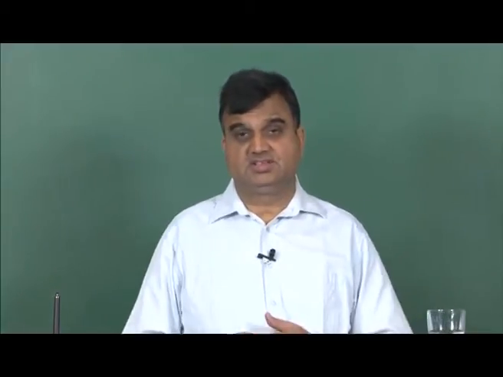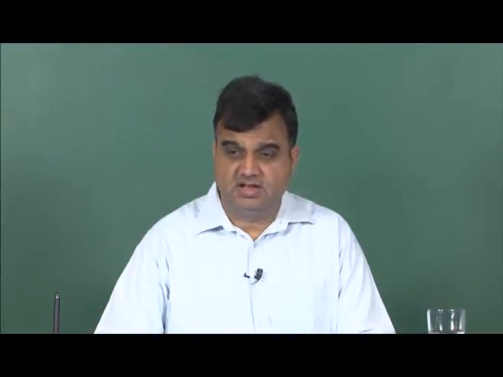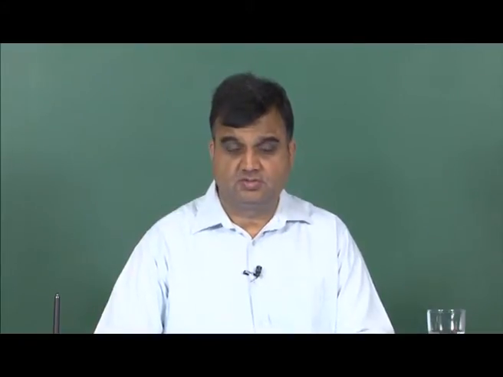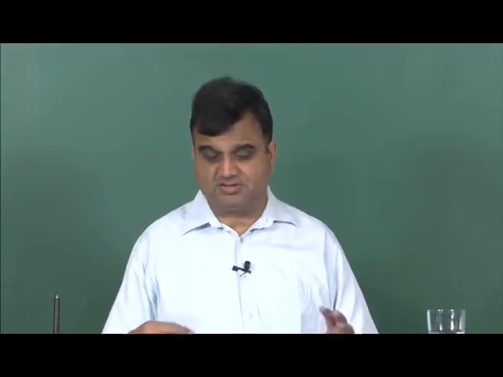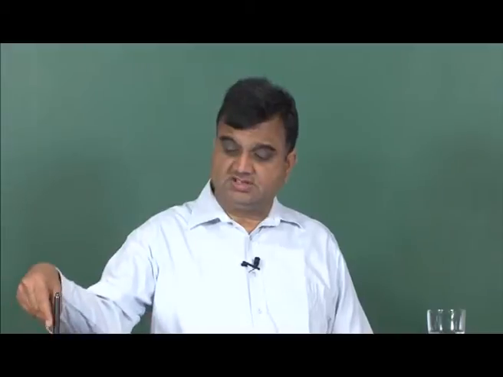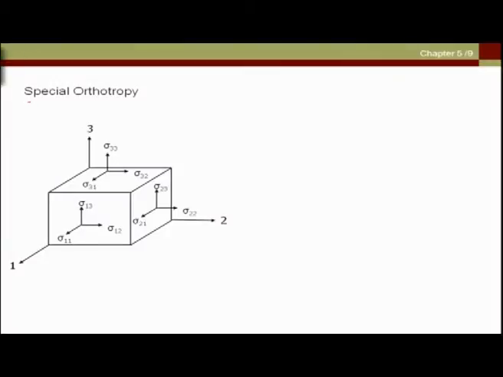Now we will look at some special types of materials and see what the total number of elastic constants is for those types of materials. So, we start with a fully anisotropic material with 21 constants, and for special materials we see how this number comes down. The first case we will look at is the case of special orthotropy.